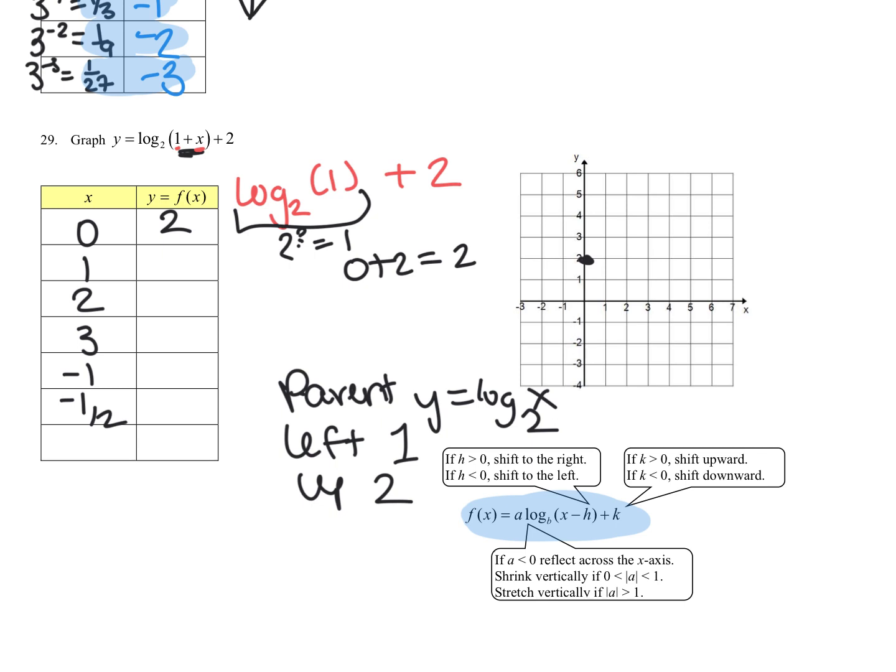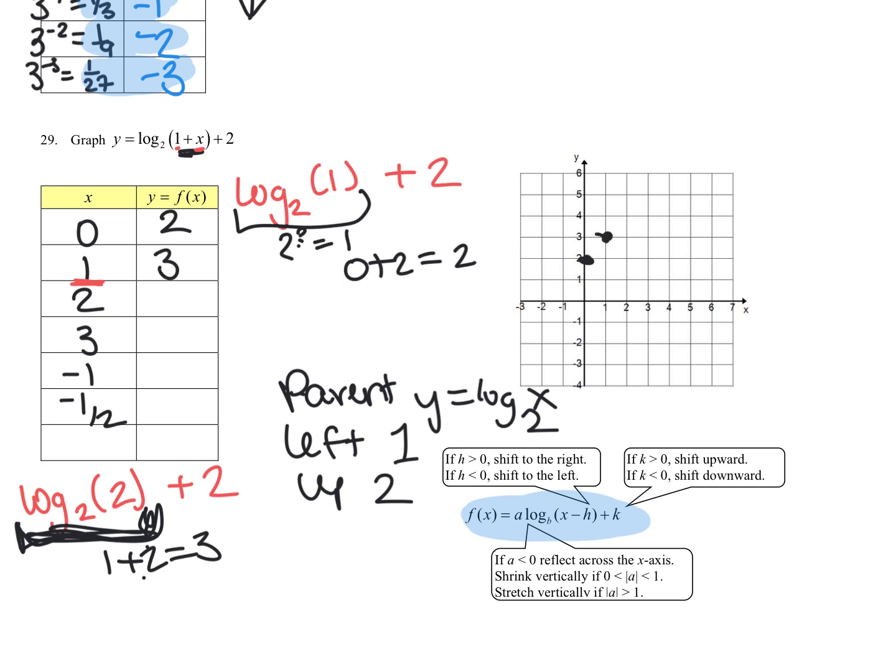And then when I plug in 1, I will get the log of 1 plus 1, which is 2, base 2, plus 2. This is saying 2 raised to what power equals 2. That's just 1, and 1 plus 2 is 3. So 1 comma 3. And then when I plug in 2, well, that's a decimal. That's going to be approximately 3.6. I could probably use a calculator to get that decimal, and I will try to graph it the best I can. So 2 and 3.6 would be maybe right there.